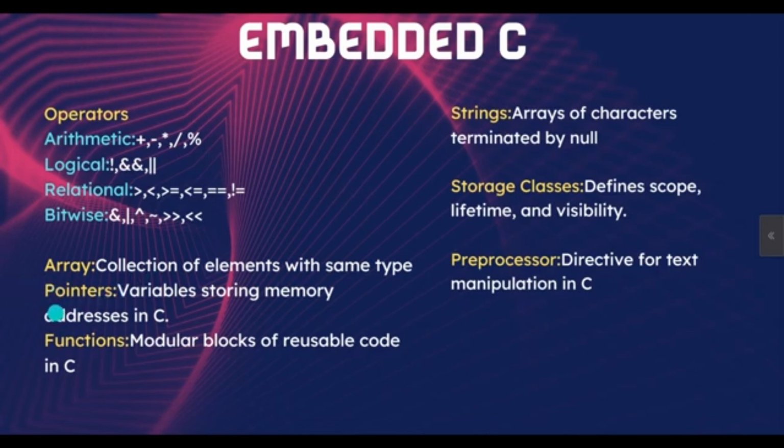Then array. An array is a collection of elements with the same type. That means if an array contains all integers, then you can't include elements of the type character or any other type than integer. Then pointers. Pointers are variables storing memory addresses in C. Functions, modular blocks of reusable code in C. Strings are arrays of characters terminated by null. Next is storage classes. It will define scope, lifetime, and visibility. Preprocessor, it is actually a directive for text manipulation in C.